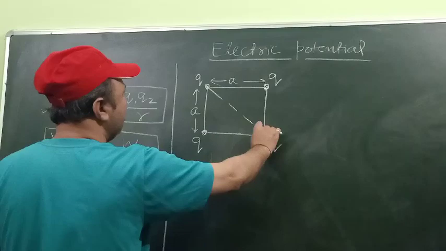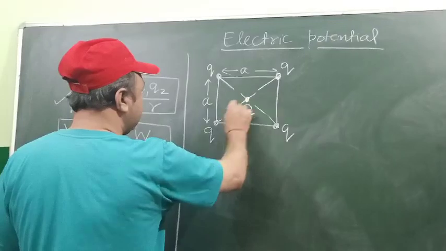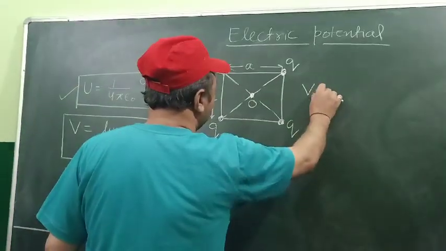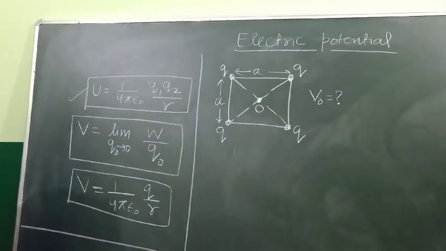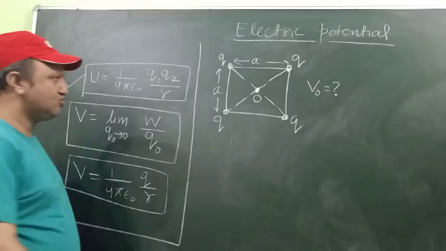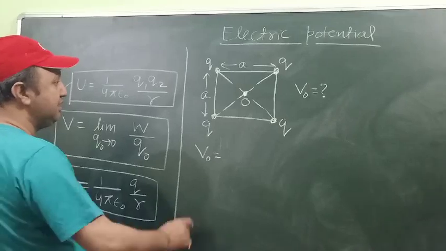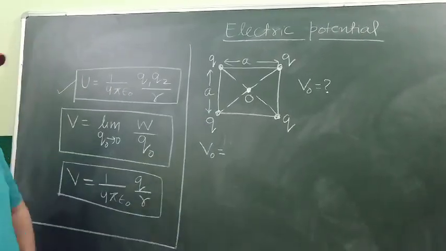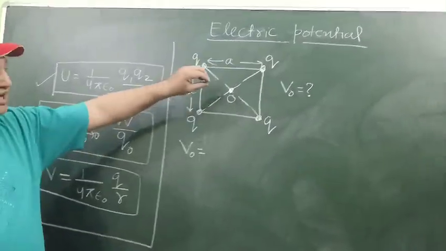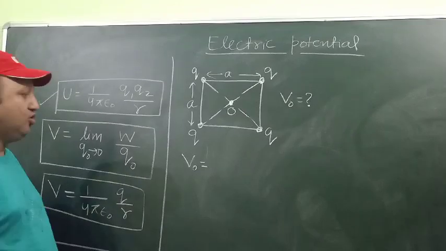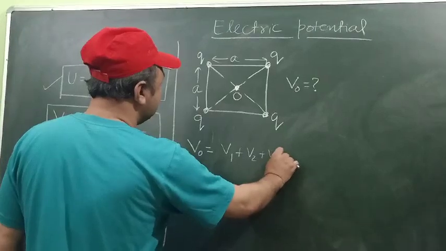If I ask you what would be the electric potential at the center of the square, let me name this point as O. So I am interested to determine the potential at point O. That's my question. So how to do it? The answer is quite simple. We will say that the potential at O will be the sum of the potentials that each charge will generate at point O. Now we have four charges in the system. Every charge will produce a potential over here. So the overall potential would be equal to V1 plus V2 plus V3 plus V4.